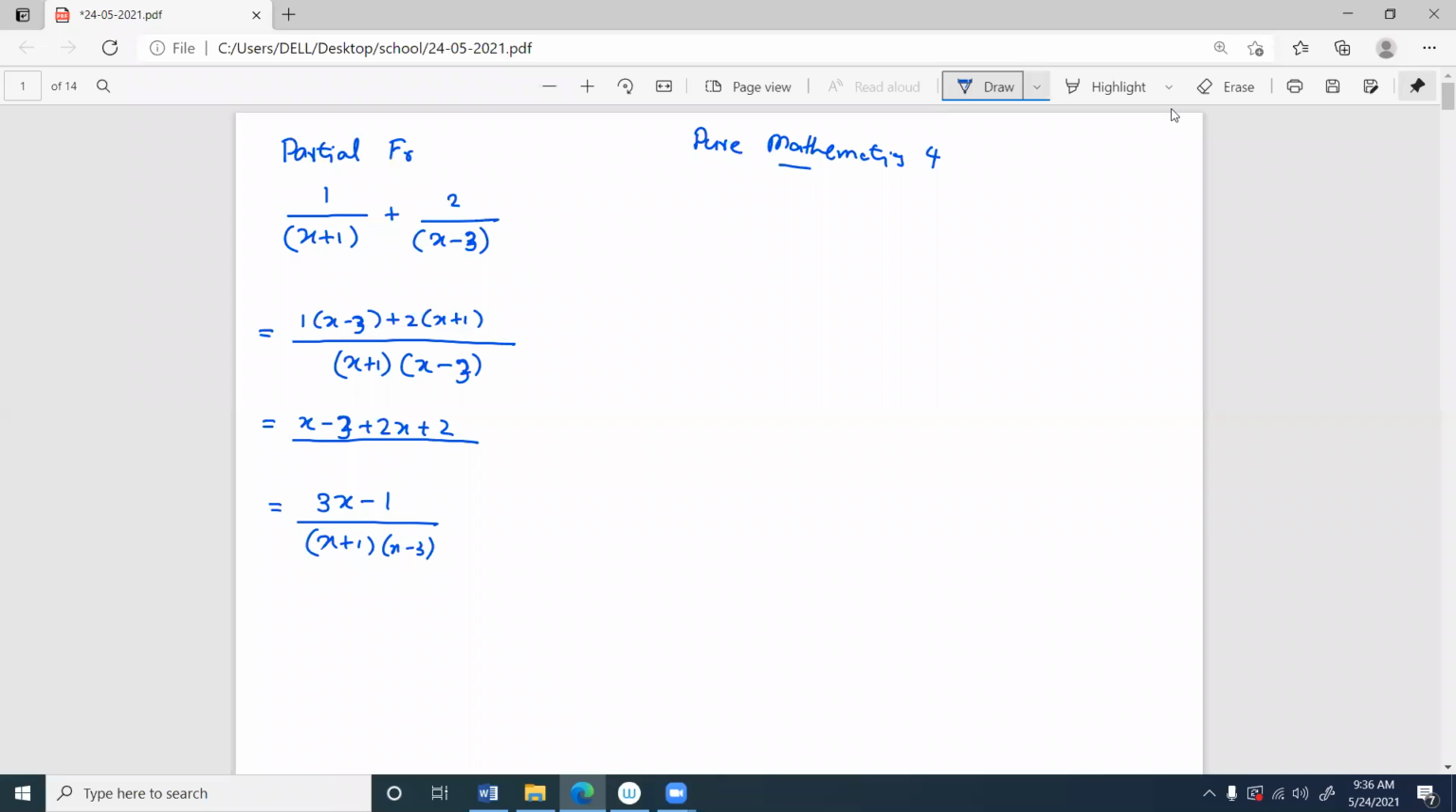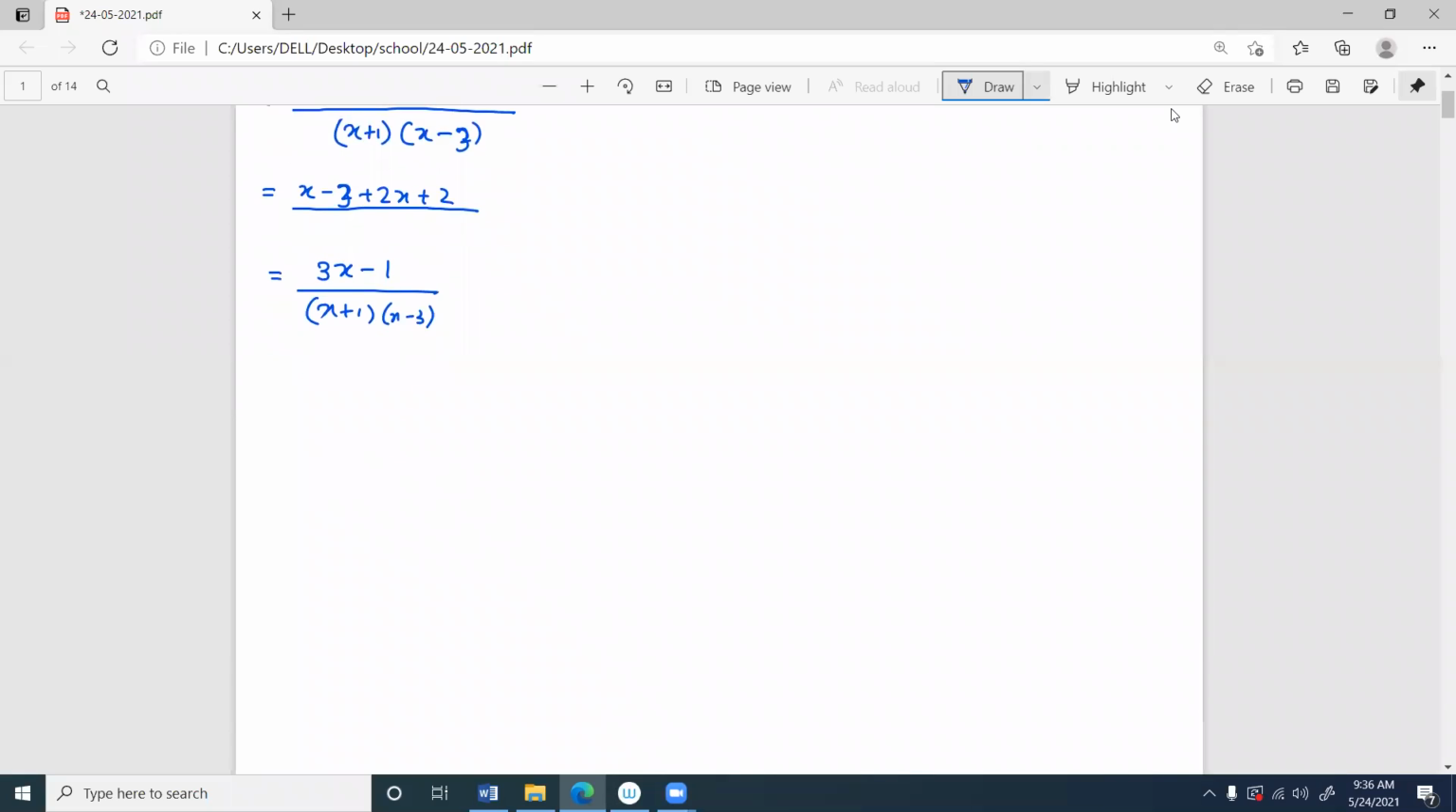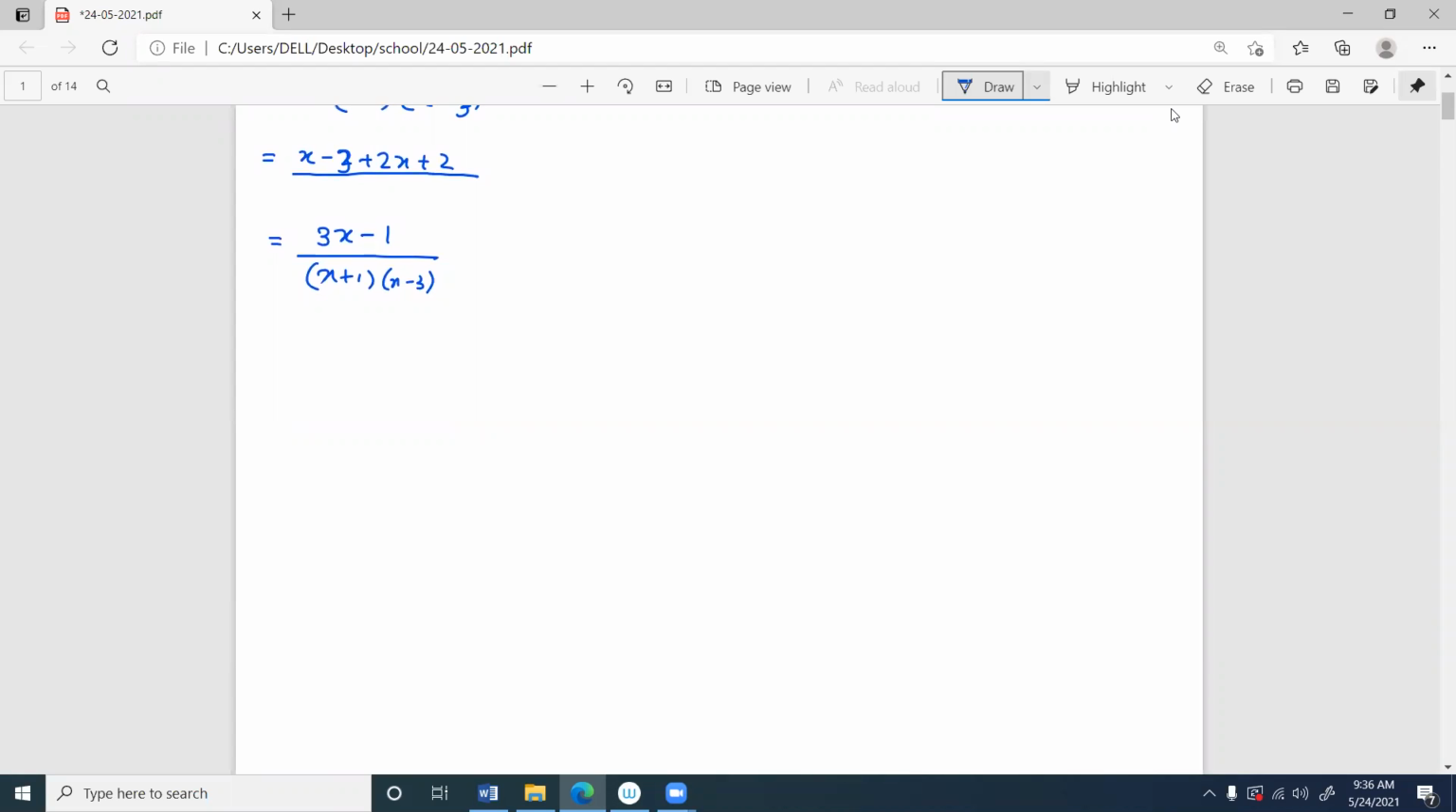Partial fractions, chapter 1. Okay, this is chapter 1. Then our doubt is this way. They ask about 3x minus 1 divided by x plus 1 into x minus 3. Then they ask to write it in partial fractions. Write in partial fractions.